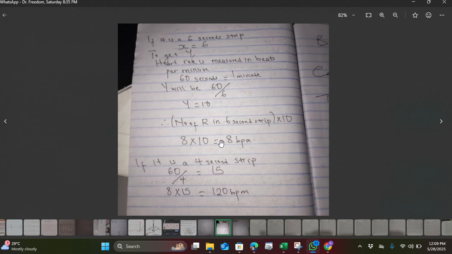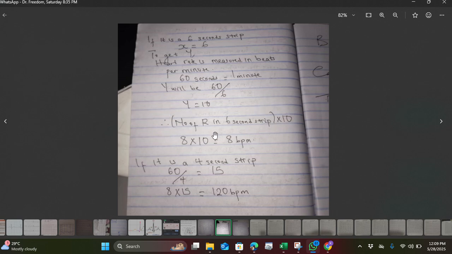If it was a 10-second strip, you are going to have what? 60 over 10. So that's basically what you are looking for. And then y equals 10. So number of R waves in a 6-second strip times 10, that's 8 times 10. If it was a 4-second strip, like I told you, 60 over 4 equals 15. And if it was 8 R waves that you counted in a 4-second strip, you have 8 times 15 equals 120. It's not 8 times 6 times 10.